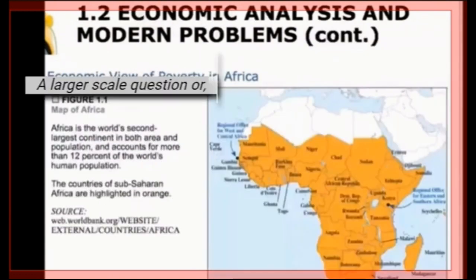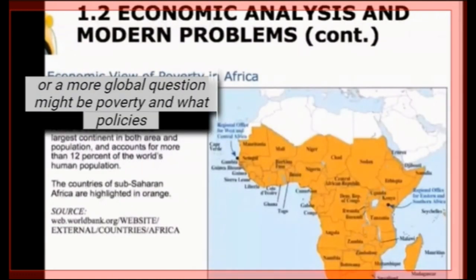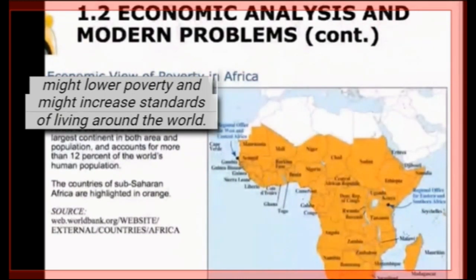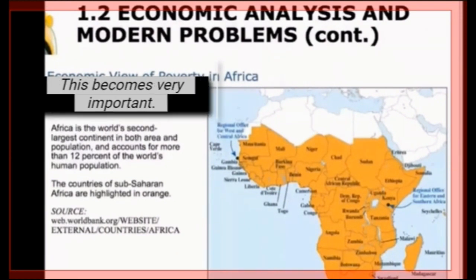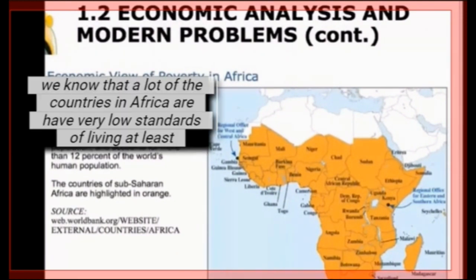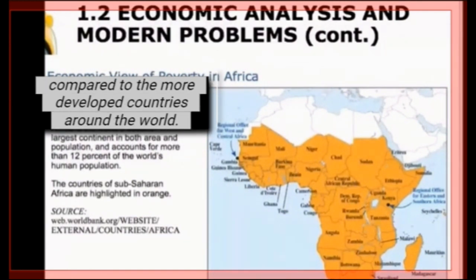A larger scale question or a more global question might be poverty and what policies might lower poverty and might increase standards of living around the world. This becomes very important when we look at poverty in Africa. We know that a lot of the countries in Africa have very low standards of living, at least compared to the more developed countries around the world.